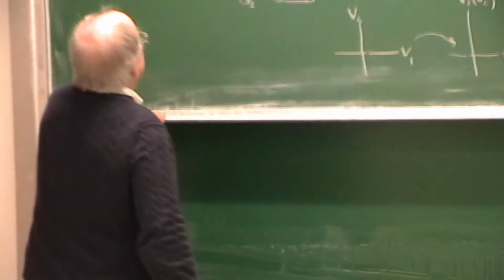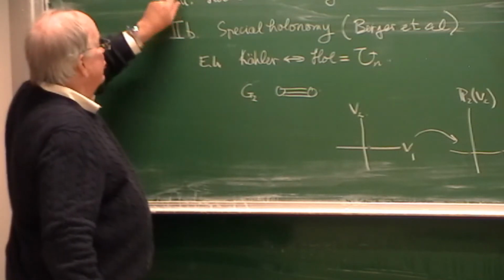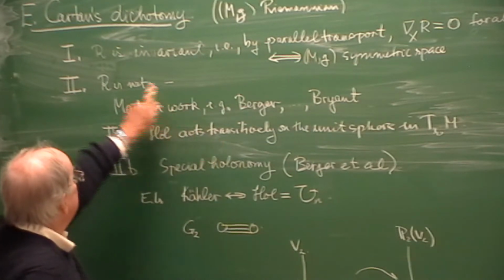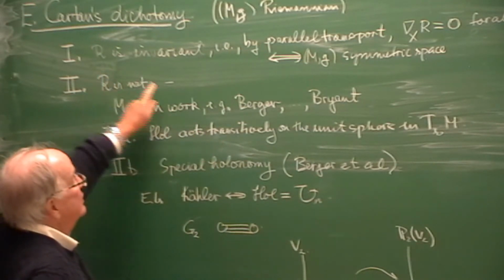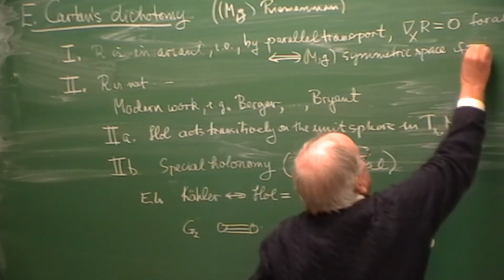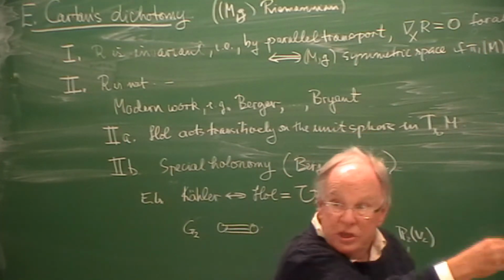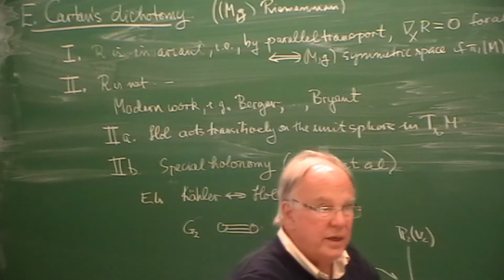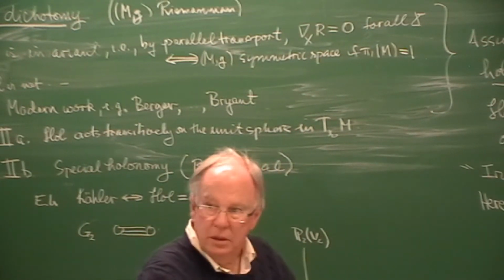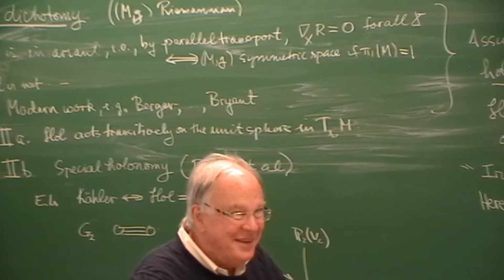But of course, it's only class 1, right? And class 2 has a big class in it of acting transitively on the unit sphere. And second of all, this is a symmetric space if pi 1 is trivial, because I use simply connected here. Otherwise, it's what we call locally symmetric. It means it's symmetric space modulo discrete group. Okay. But one heck of a lot of mathematics is in the discrete group.